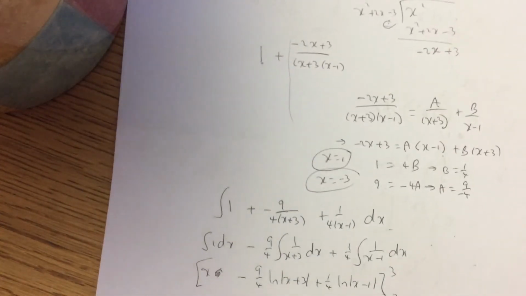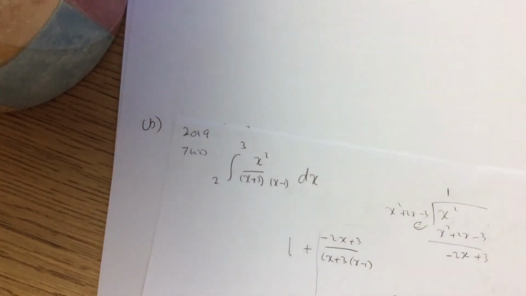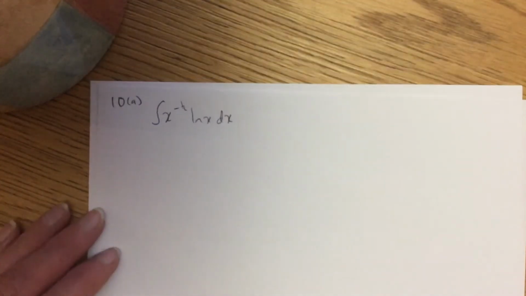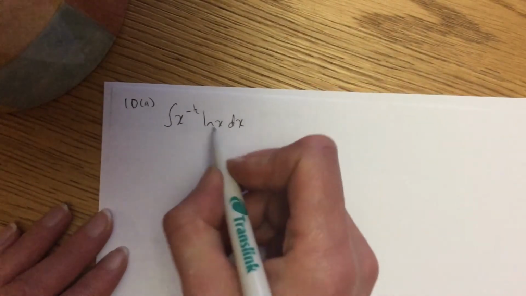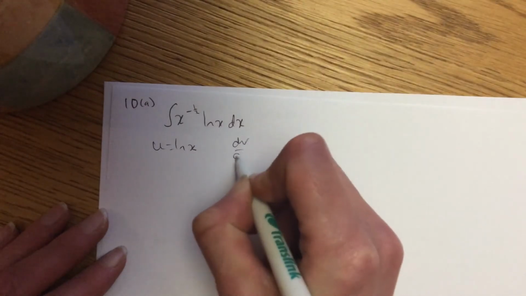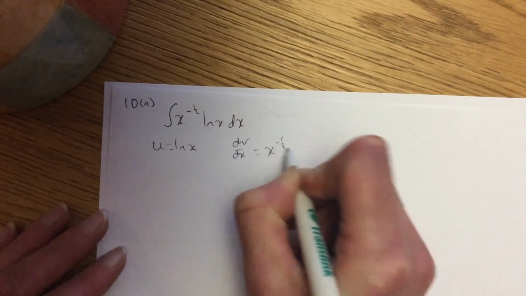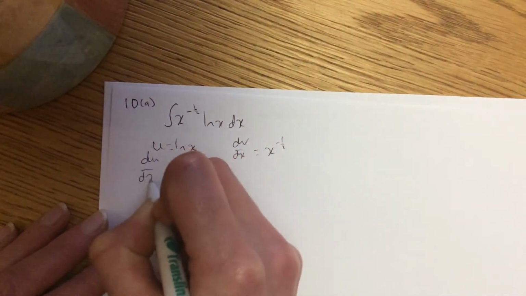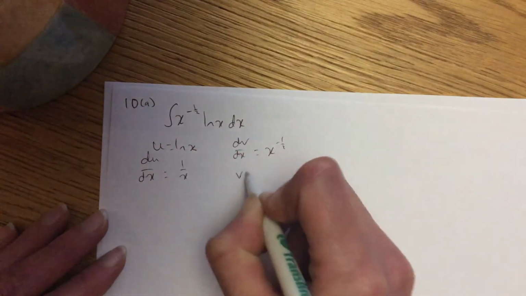Got to go to question 10 now on that paper. And it's asking you to integrate a log, which you can't do. So you've got to do the integration by parts. So u is that bit, dv by dx is the other bit. So do the reverse. So differentiate this, integrate this.